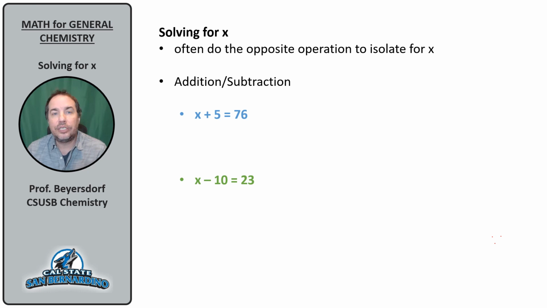So now, how do we solve for x? A lot of times, in order to solve for x, and by solving for x, we mean isolating x, so that we can get something where it's x equals whatever. What we do is we do the opposite operation. So let's say we have some addition and subtraction problems like x plus 5 equals 76 or x minus 10 equals 23. Well, to isolate the x in the first one, because there's the addition, we subtract 5 from both sides.